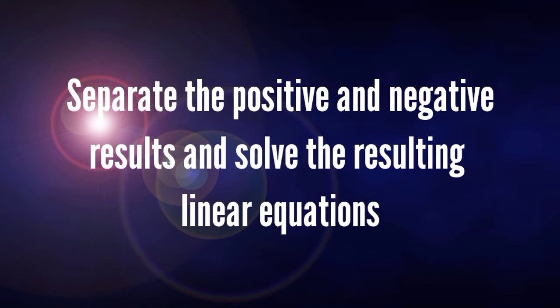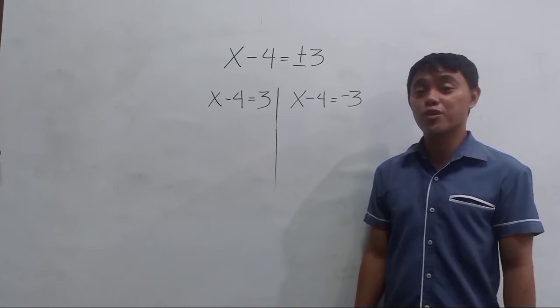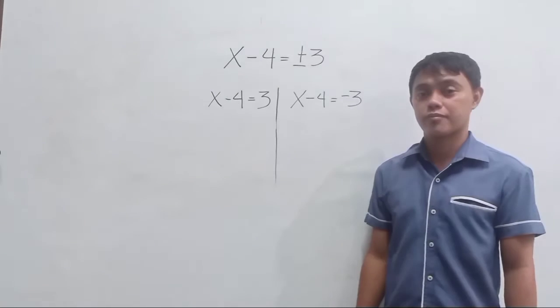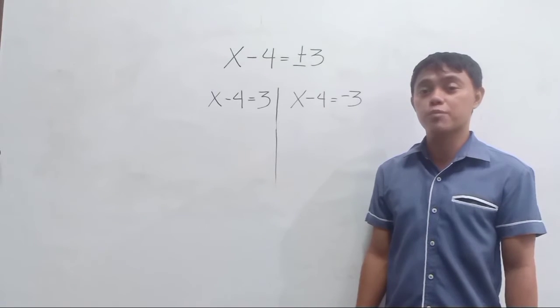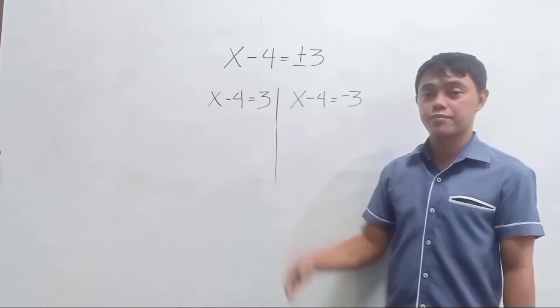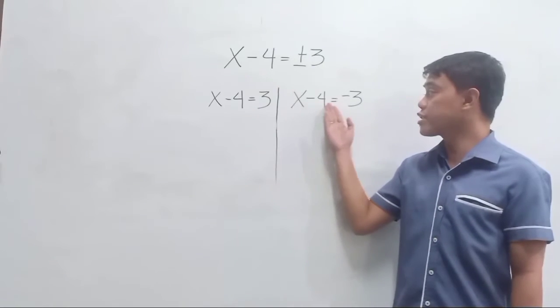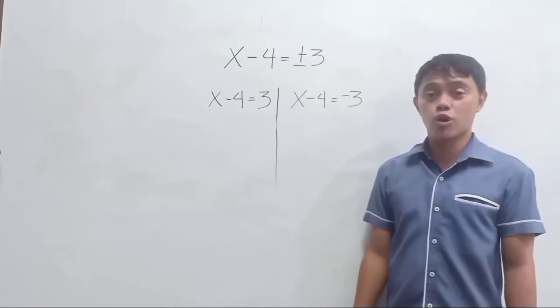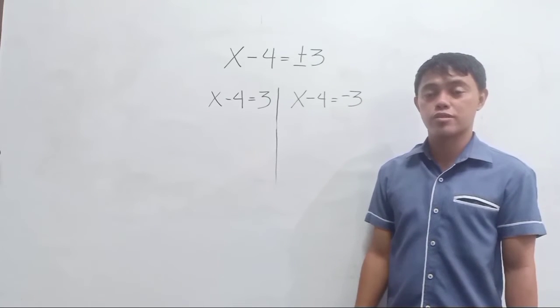Step 6. Separate the positive and negative results and solve the resulting linear equations. From x minus 4 is equal to positive or negative 3, separate the positive and negative results, which are x minus 4 is equal to positive 3 and x minus 4 is equal to negative 3, and solve the resulting linear equations.